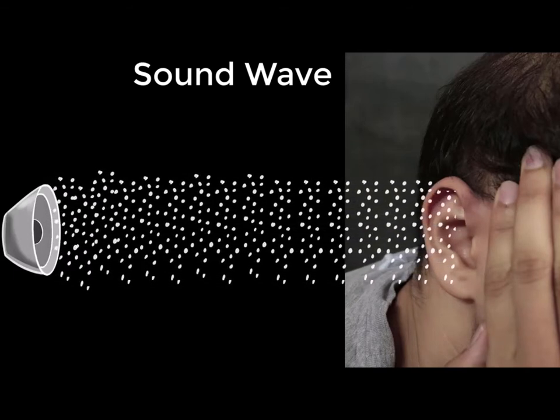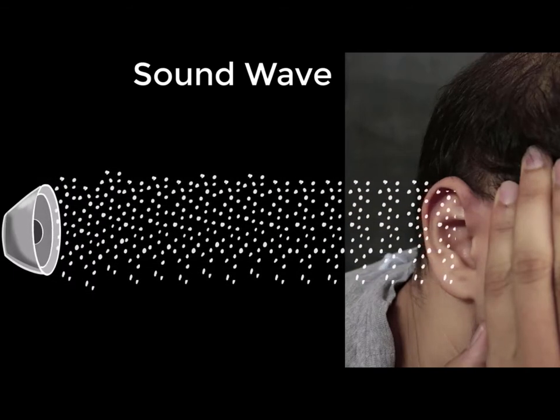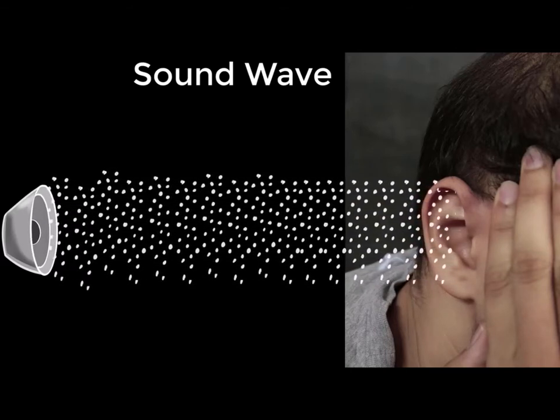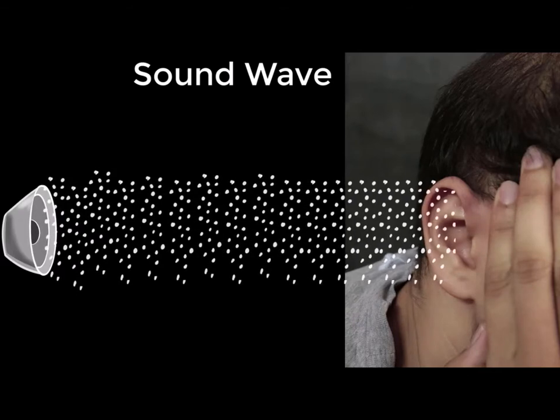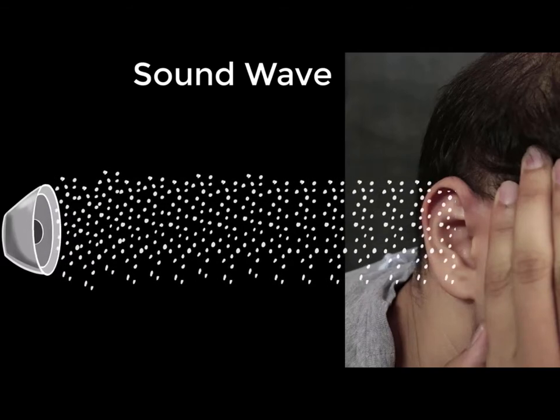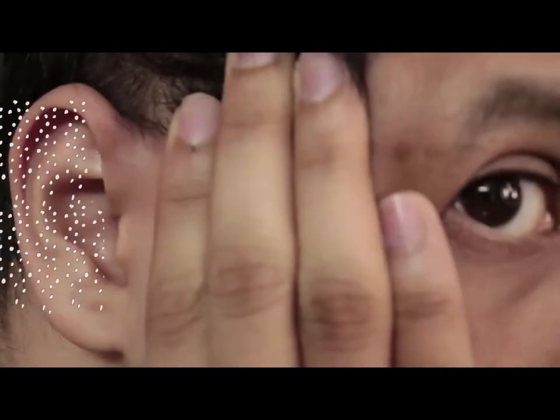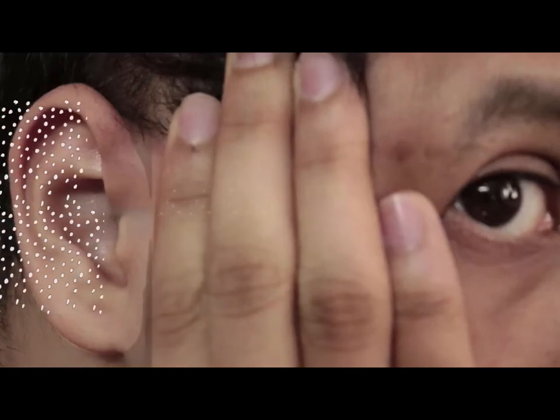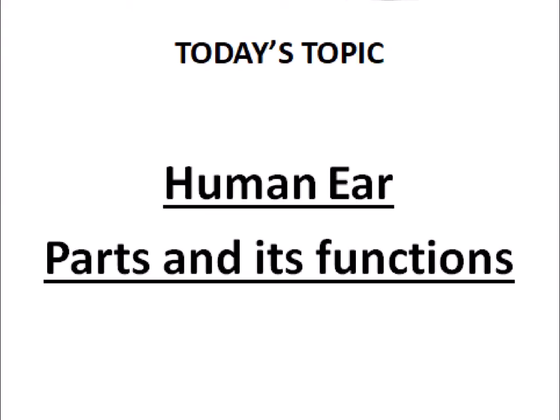But how does something as boring as air molecules going back and forth make us experience something like this? Well, for that, we need to look at our ear carefully. I mean the entire structure of the ear. Now tell me, don't you want to know how our human ears are able to hear sound? Yes, definitely you will. So our today's topic will be on human ear, parts and its function.